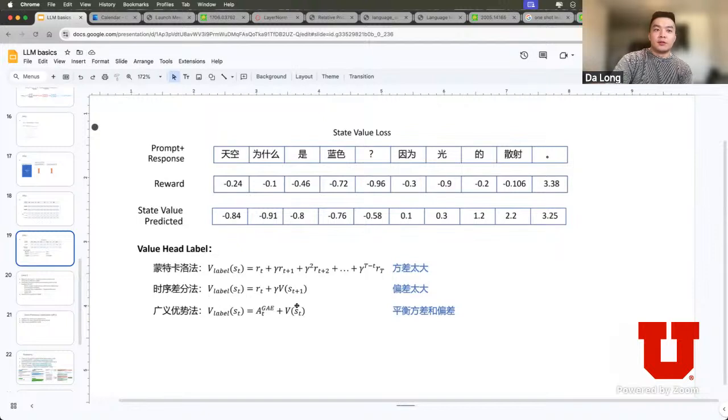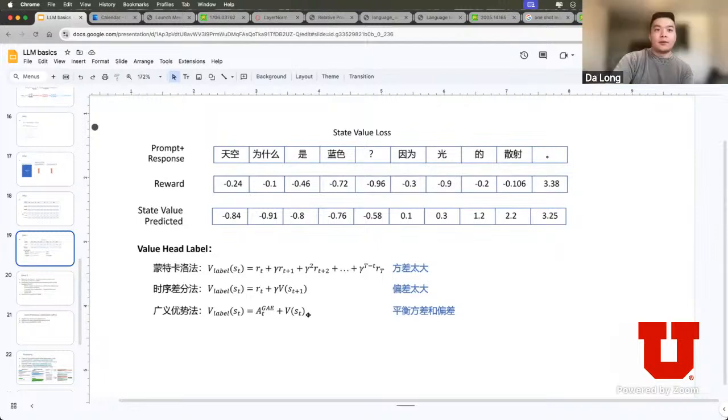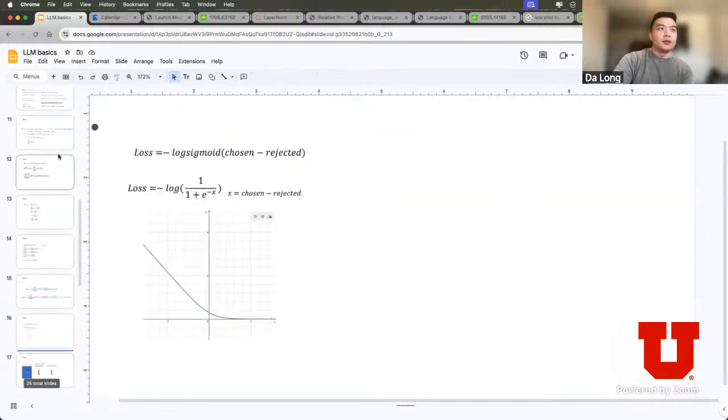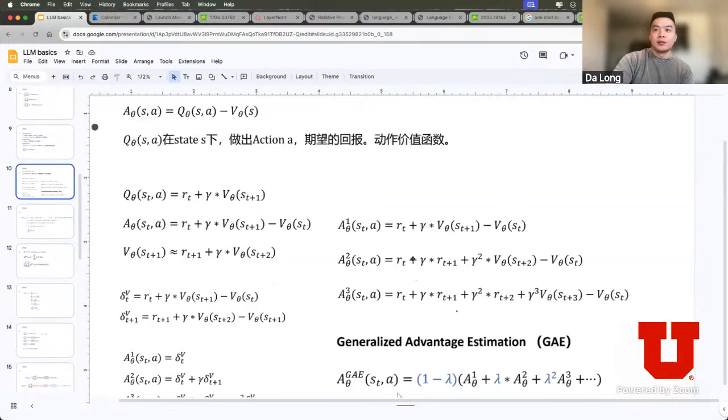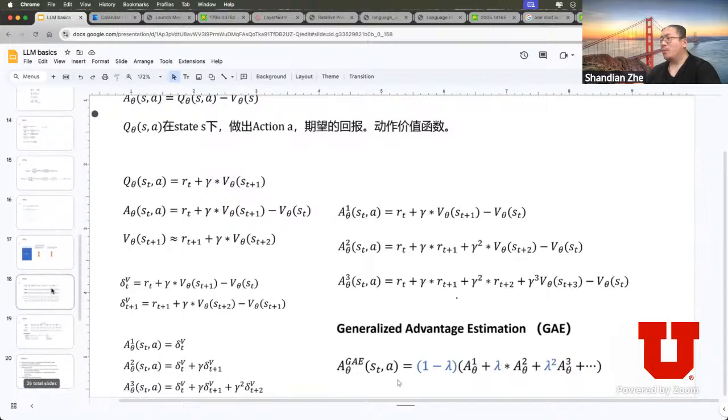I think they mostly use the last one, the generalized advantage method. Well, how do you get A theta GAE? A theta GAE is also based on the current value network's output, right? And also based on the immediate rewards for each step. So every time you update, you first call your current value network to calculate this A theta GAE, and then use them as the new label for the value network.